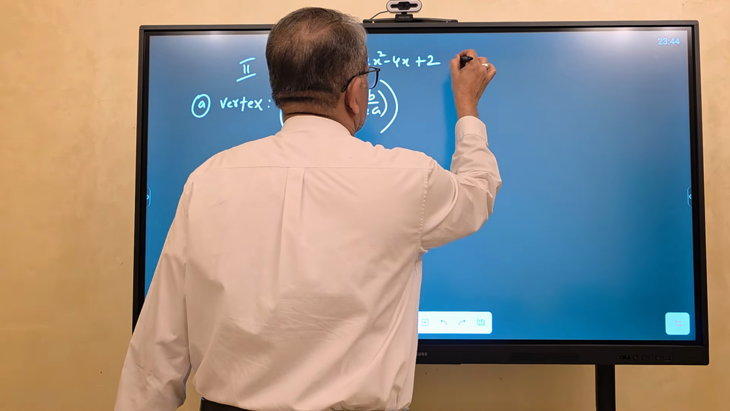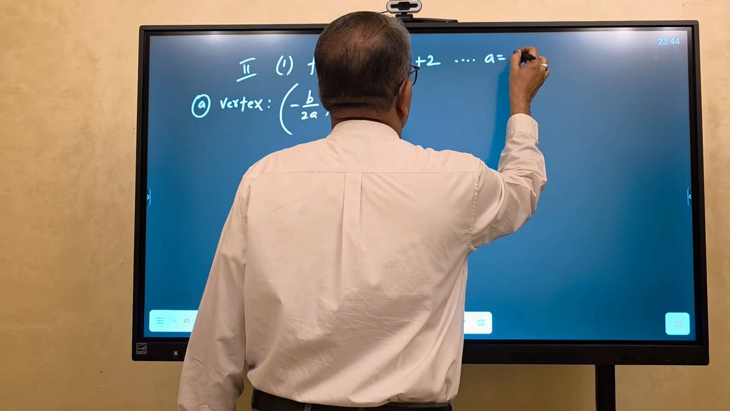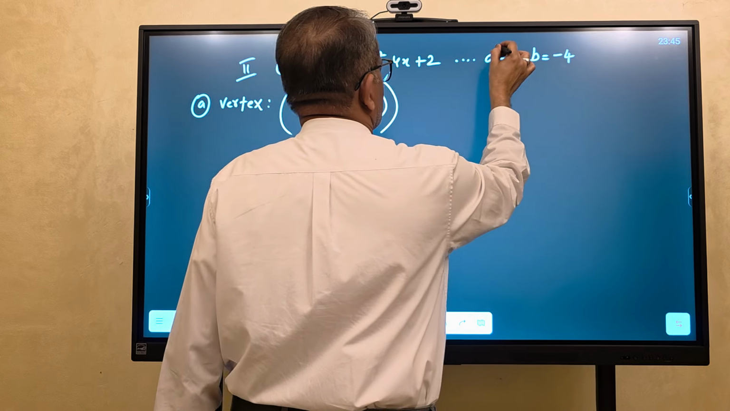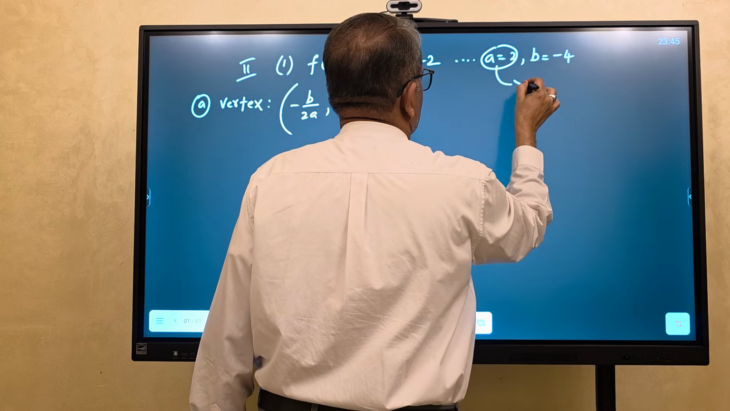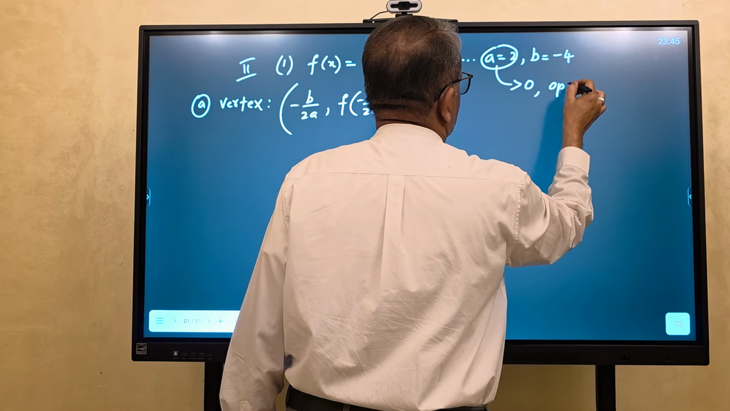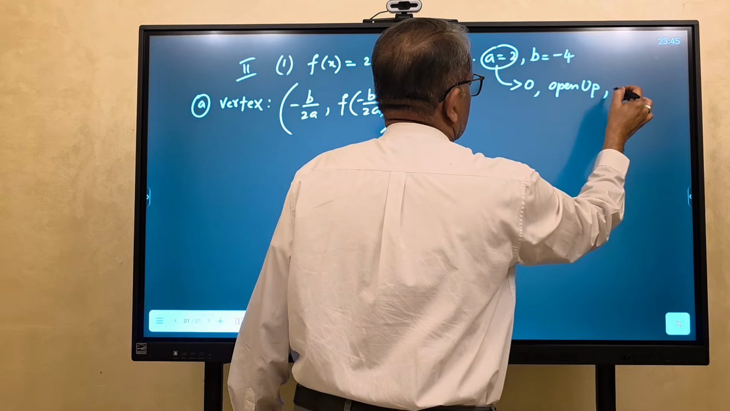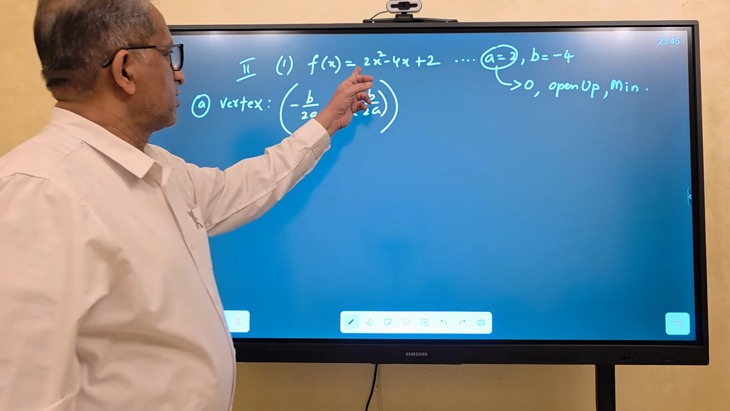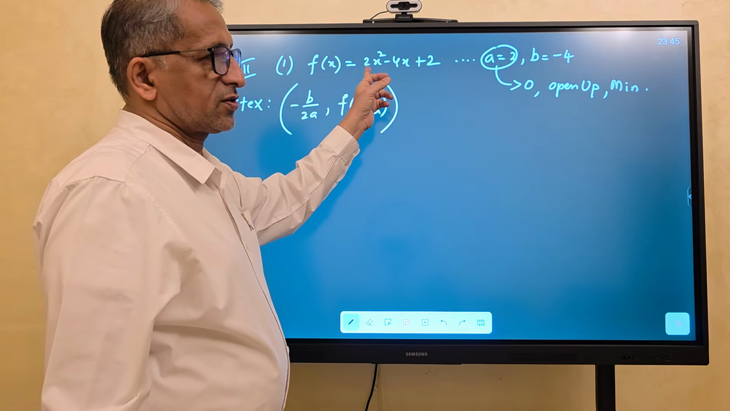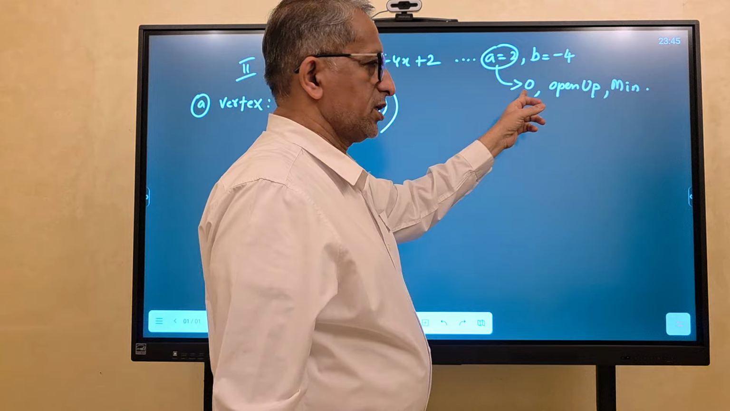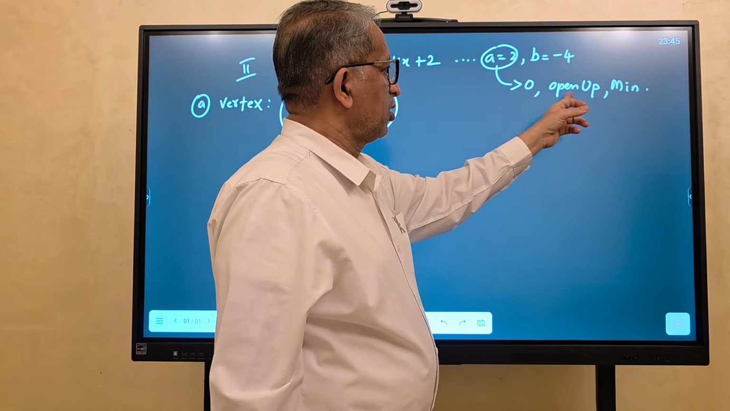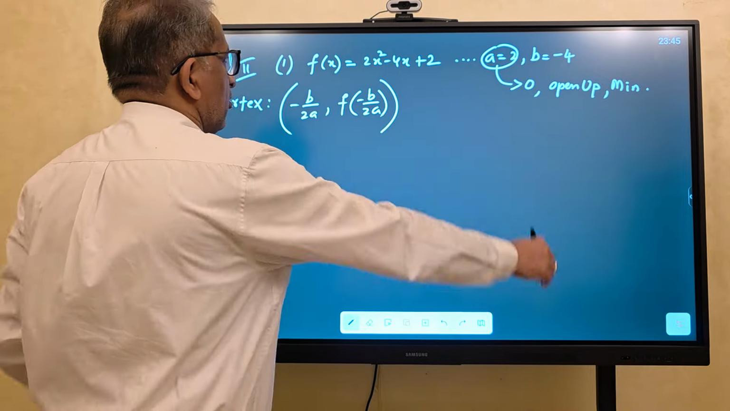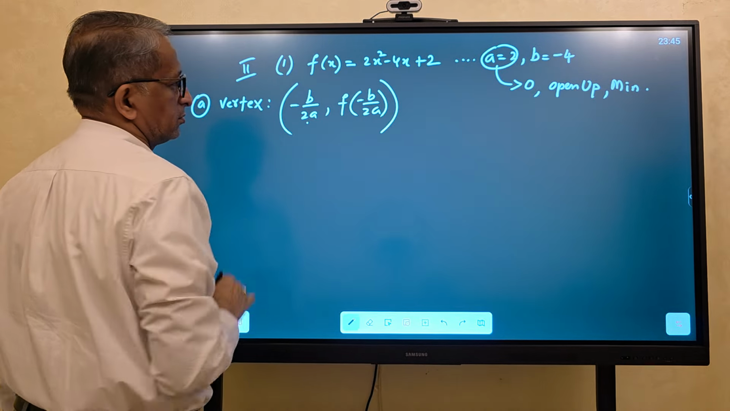So what is a here? 2. What is b? Minus 4. So this a is what? Positive. Therefore, it opens up. Therefore, we get a minimum. Remember this. This is the rule: first, check the number a, that is the number with x square. It is positive 2. Therefore, the parabola opens up, then we get a minimum. Remember this.